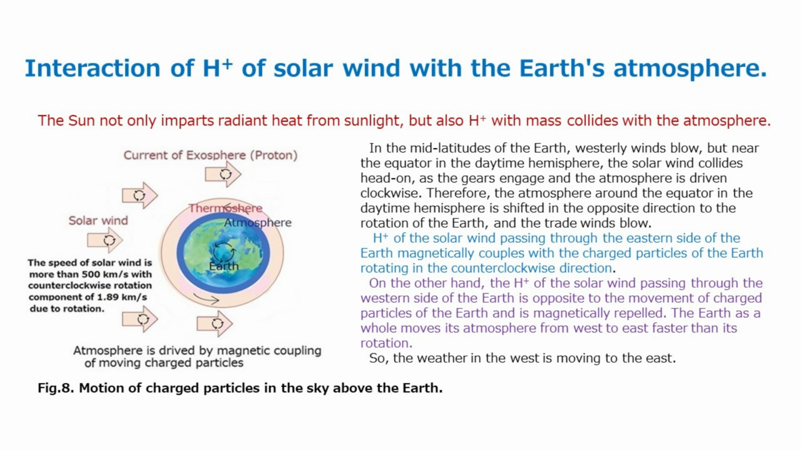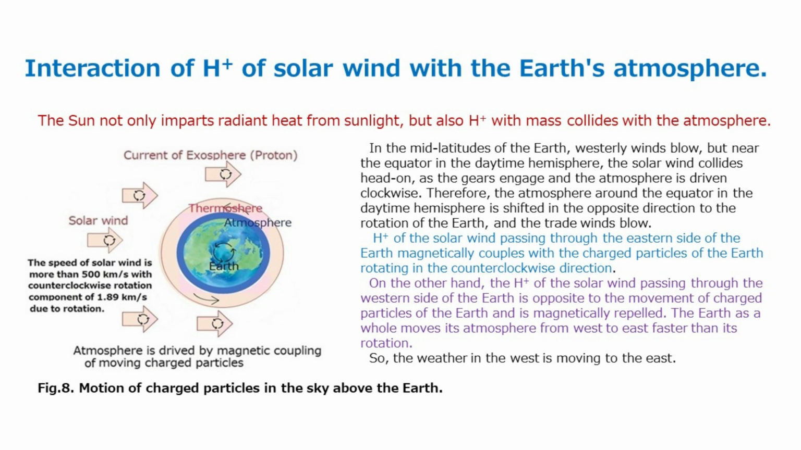Interaction of H+ of solar wind with the Earth's atmosphere. The Sun not only imparts radiant heat from sunlight, but also H+ with mass collides with the atmosphere. In the mid-latitudes of the Earth, westerly winds blow, but near the equator in the daytime hemisphere, the solar wind collides head-on, as gears engage, and the atmosphere is driven clockwise. Therefore, the atmosphere around the equator in the daytime hemisphere is shifted in the opposite direction to the rotation of the Earth, and the trade winds blow.